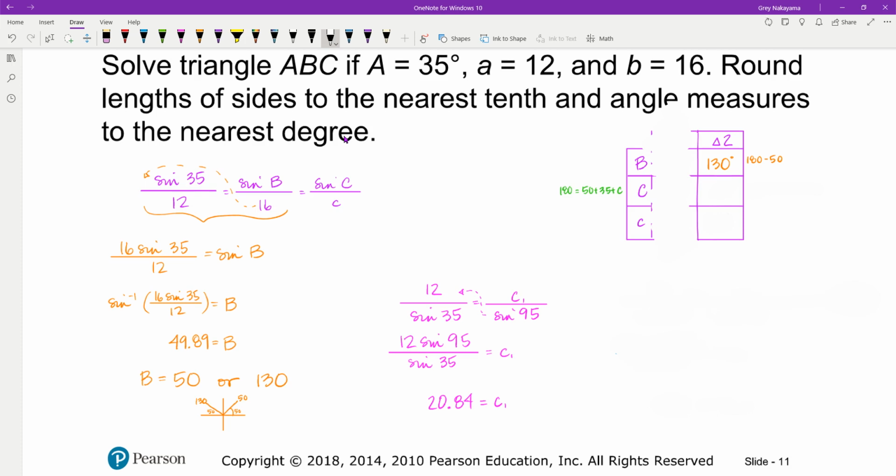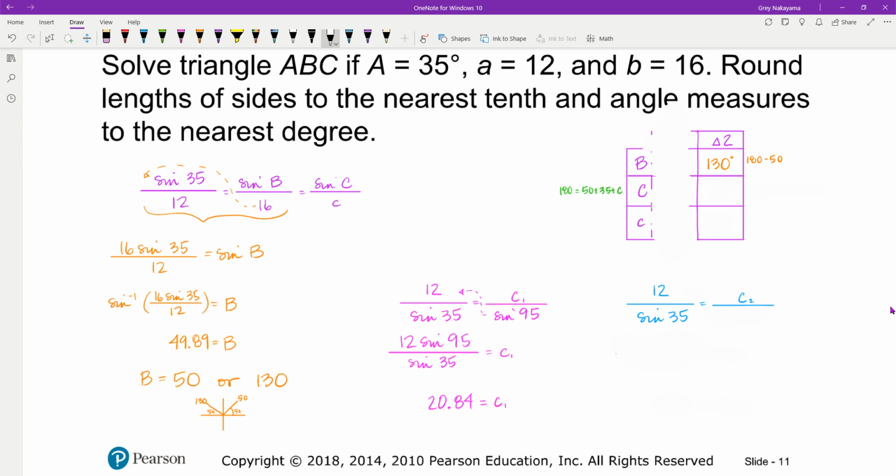So basically, I'm using this exact same thing. Okay? But watch. I still have 12 over the sine of 35. But this time I have C sub 2. And what's opposite is not, we didn't finish this. We don't know what that angle is.